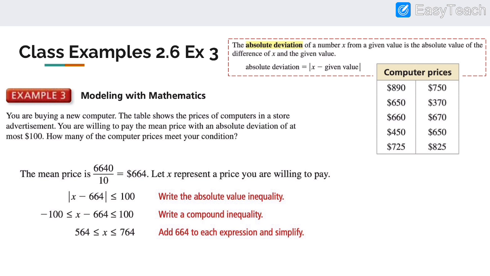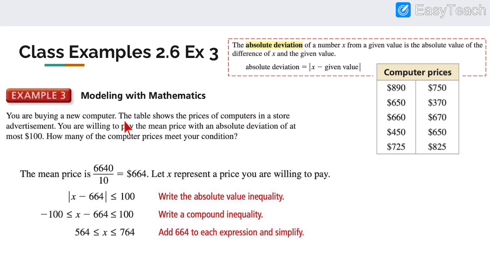All right, our last example here just talks through how to solve a word problem. Before we solve it, remember that the absolute deviation just simply means that the x minus a given value is the absolute value that gives your absolute deviation. So this one gave an example where you're buying a new computer. Here are 10 prices of different computers you could buy. You're willing to pay the mean price with an absolute deviation at most of $100.